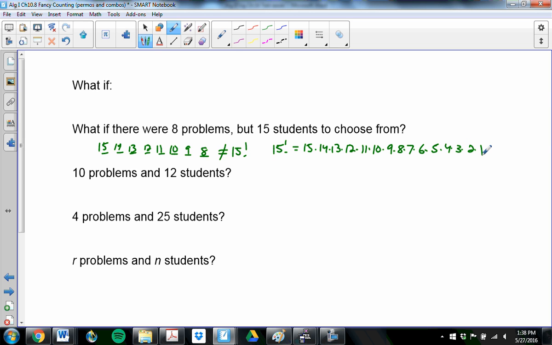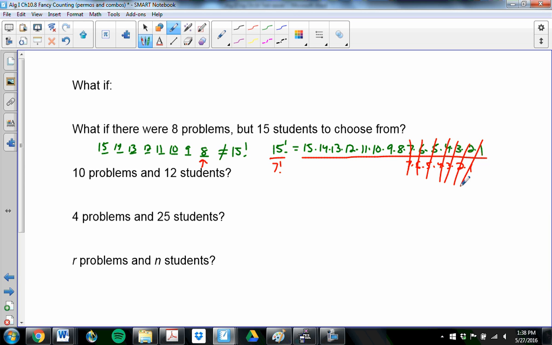And then let's divide it by 7 factorial. Why 7 factorial? Because this stopped at 8. So if I divide it by 7 factorial, these all cancel. It's really rather sneaky.